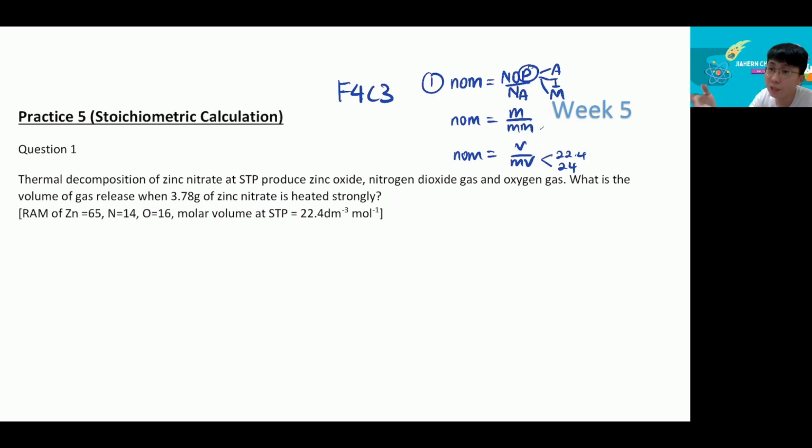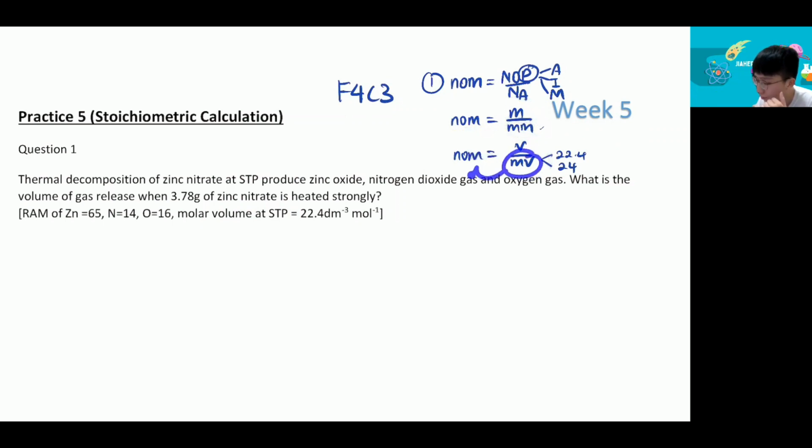As you see, all the formulas equal number of mole, correct? So basically, number of mole is the common thing between all these formulas. Let's say if I have the mass of a chemical, I can use mass over molar mass to find my number of mole. Then the number of mole, I can relate to the next formula. I can use volume over molar volume.